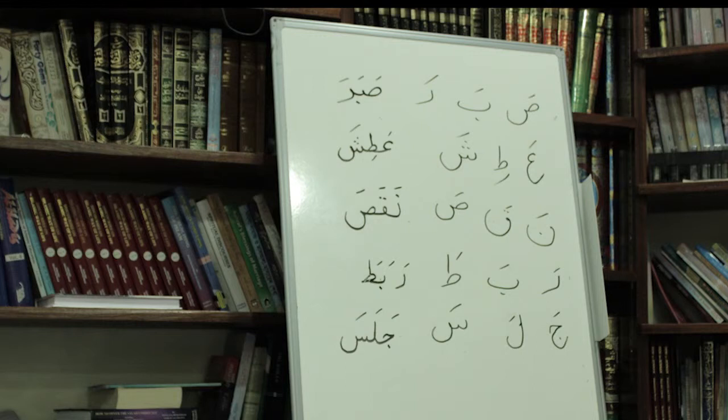Now, all these words, what are they? Are they fa'l, ism, or harf? Ism. Right. Why is it ism? Noun. Okay, let's make it more difficult. Is it ism al-dhat or ism al-ma'na? Ism al-dhat, because it represents itself. It's not something which has to be attached to something.